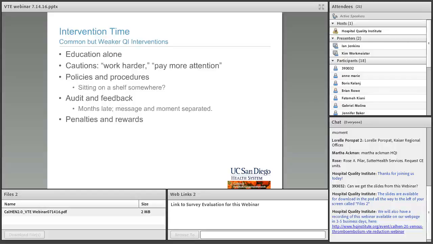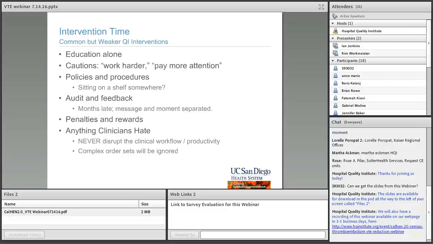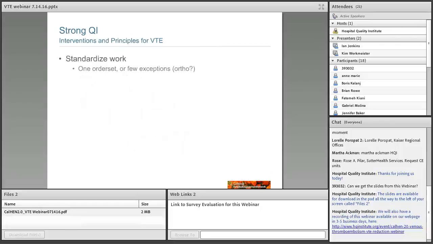Penalties and rewards, sort of the same things happen. And a lot of hospitals don't have rewards that they can dole out to all the physicians. But the number one thing to avoid would be something that clinicians hate. Key rule here, never disrupt the clinical workflow or reduce the doctor's productivity. If they find themselves clicking through 5 minutes of screens to do DVT prophylaxis, they're simply not going to use your protocol, and they will ignore it. So key measure. All right, how about some methods we can use that are more effective? These are some interventions and principles for venous thromboembolism.